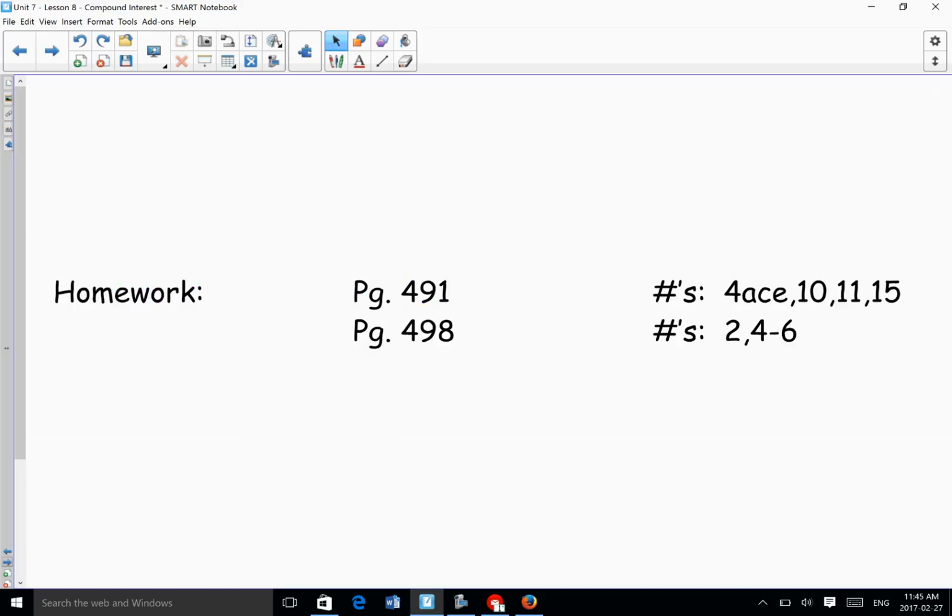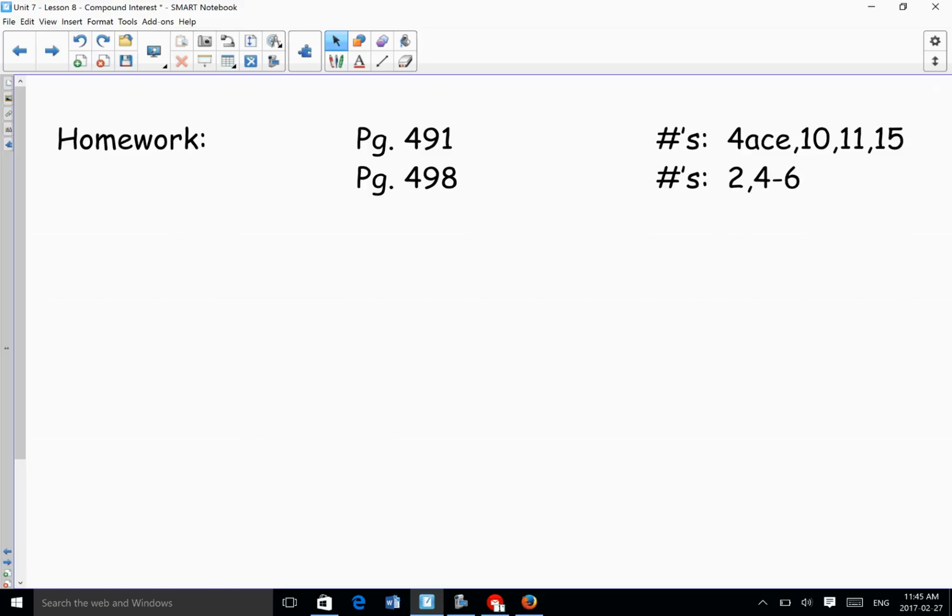Okay. As I said, that's the last lesson. So there are some questions you should probably try to make sure you can do some compounding interest and present value. First page is interest, compound interest. Second page is present value. And that's the end of that unit.